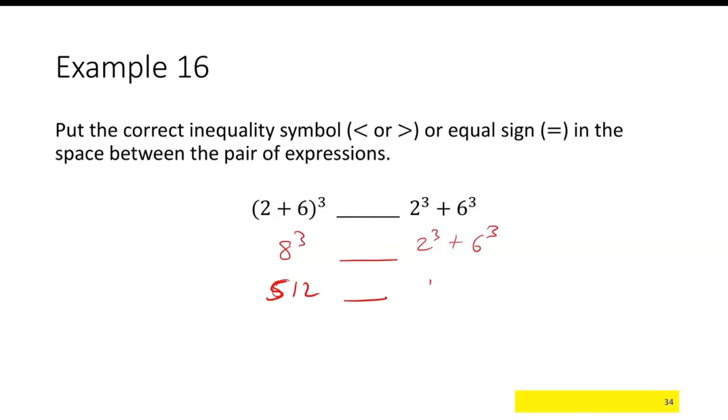2 to the third is 8. 2 times 2 times 2 is 8. 6 to the third is 216. So this becomes 512 blank 8 plus 216, which is 224. And I can see that 512 is larger, so this is going to be a greater than. So I would want to use the greater than symbol.